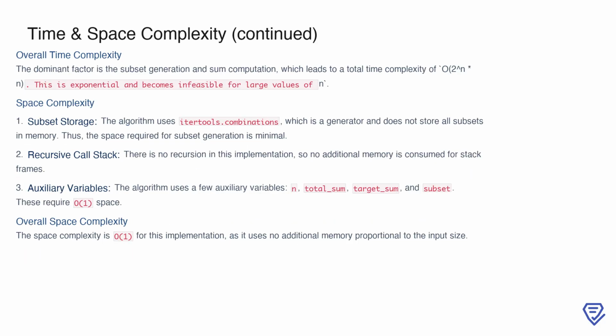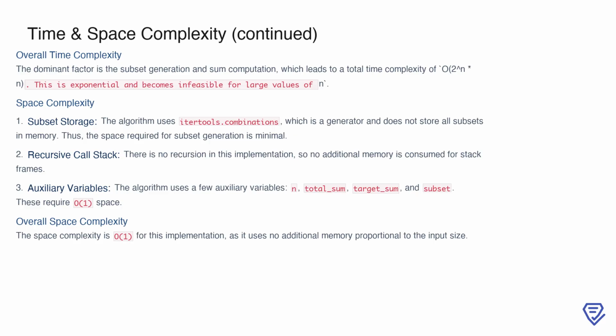Considering the overall time complexity, the dominant factor is the subset generation and the subsequent sum computations. Together, these lead to a total time complexity of 2 to the power of n * n, which is exponential. This means the algorithm becomes computationally infeasible for large input sizes due to the rapid growth of 2^n.